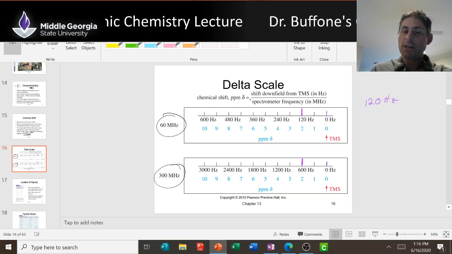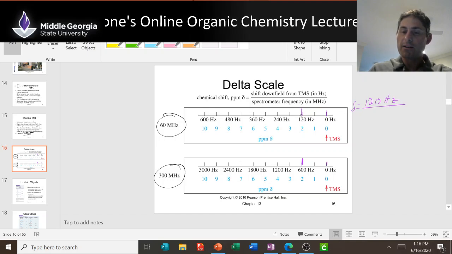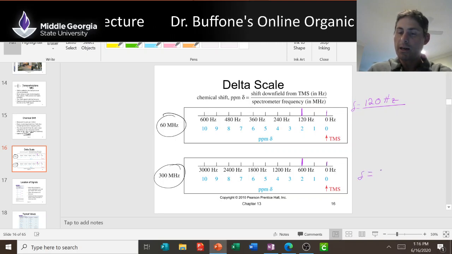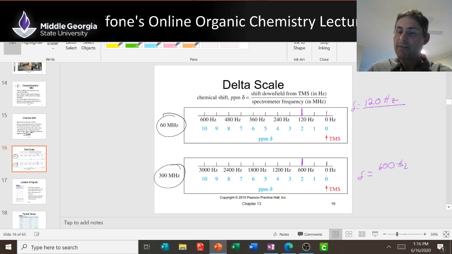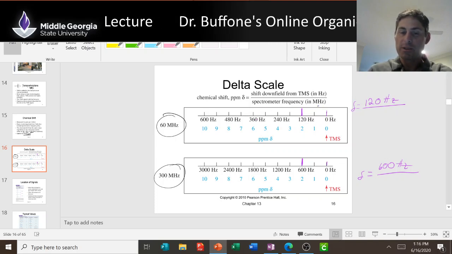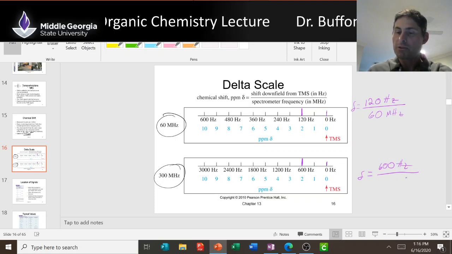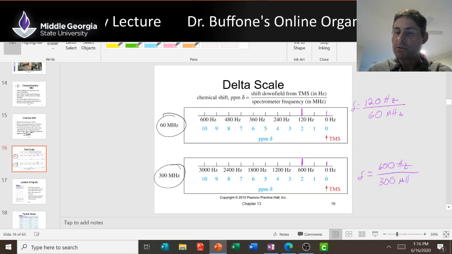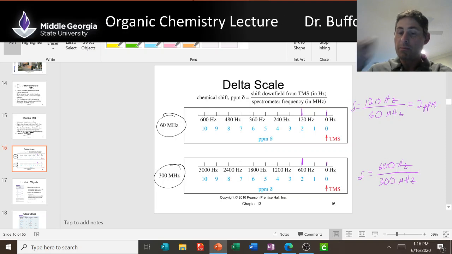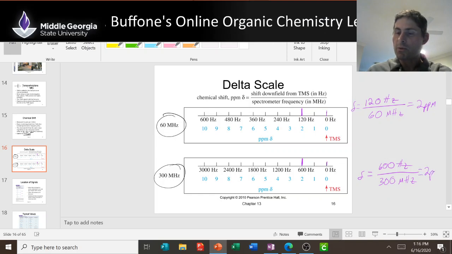So that's this guy. The shift, the delta scale, is equal to the shift that you get downfield from TMS, which is 120 here. For this one, it would be at 600. And then you simply divide the chemical shift that you get in your NMR by the spectrometer frequency. So the spectrometer frequency is 60 here in megahertz. The spectrometer frequency here is 300 in megahertz. And you see that 120 divided by 60 is 2. And we're going to call this ppm. And then 600 divided by 300 megahertz is 2 as well, ppm.